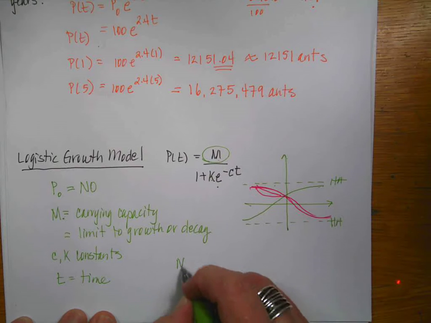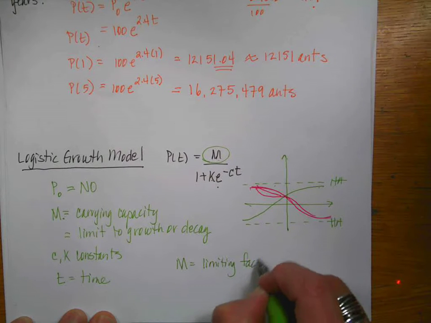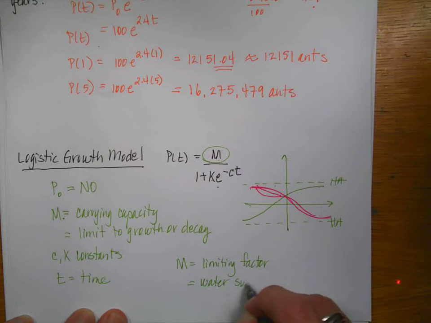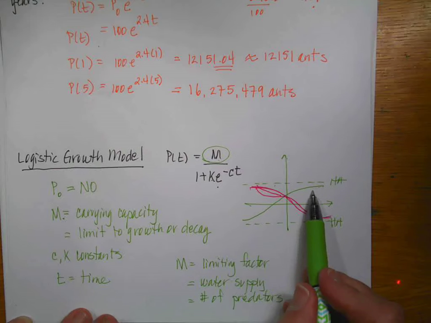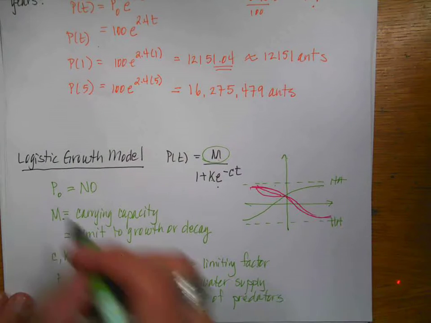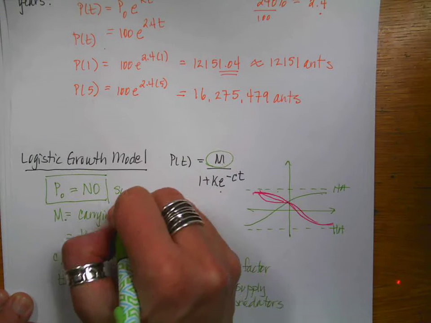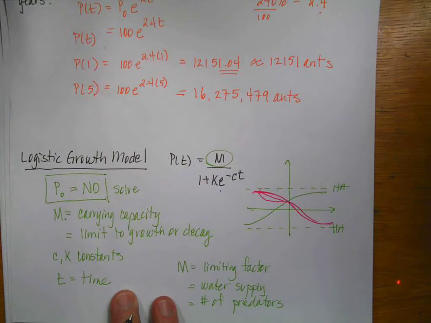So oftentimes, M is going to be a limiting factor, and it can be for a variety of reasons. Maybe it's because of a water supply. Maybe it is because of the number of predators. So M is going to be whatever stops the growth of the particular function. Alrighty, so let's go and look at a couple of examples. This is really important to remember. This will be something that we have to solve for, and we'll talk about doing that math in a little bit.